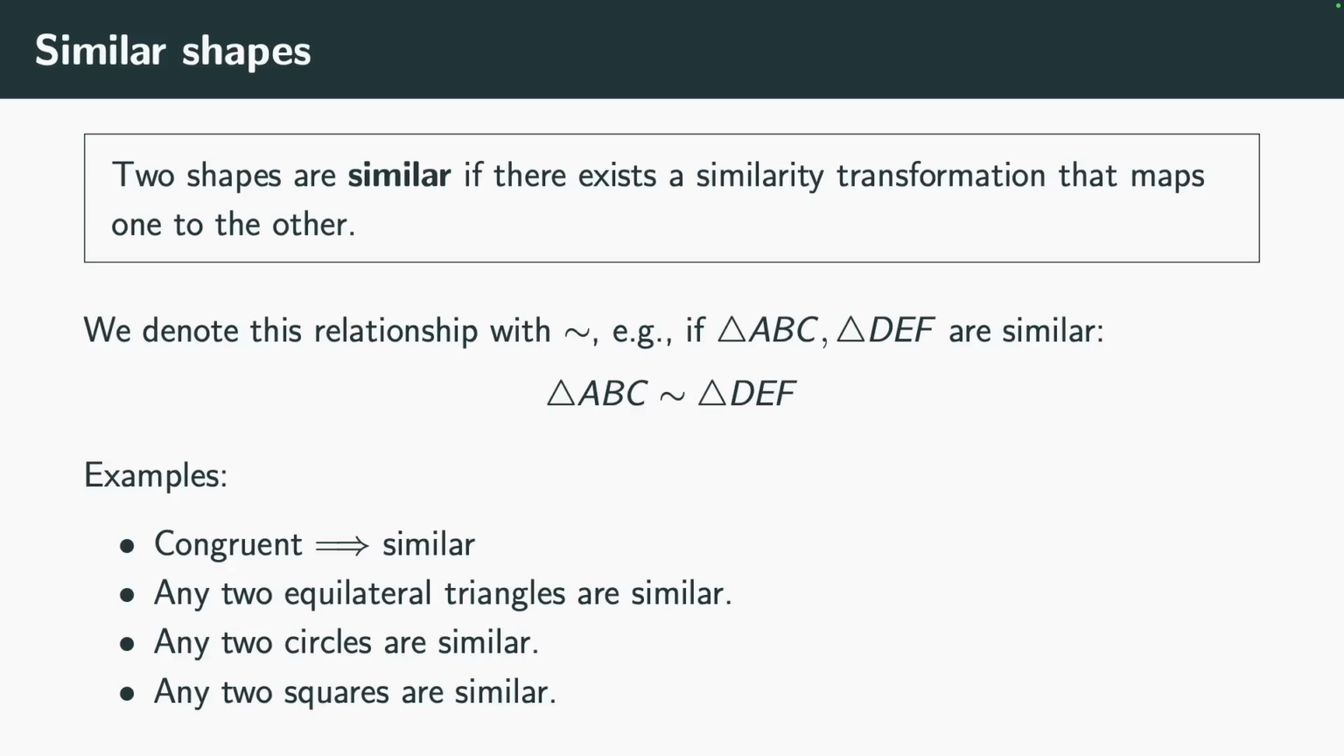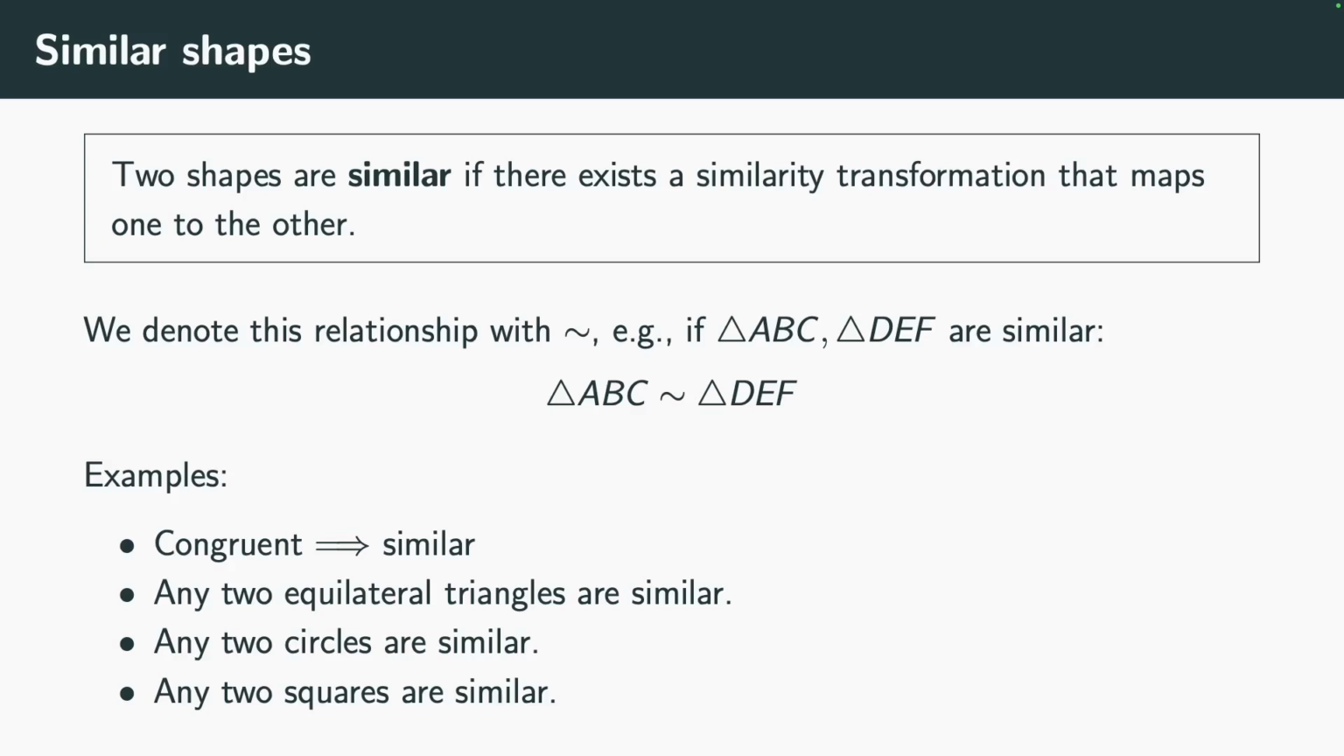Okay, so let's consider a couple of examples here. One example is if I have a pair of congruent triangles, those triangles are automatically similar, right? That's by what I said before. If I have congruent triangles, there's an isometry that maps one to the other. And an isometry is a special case of a similarity transformation.